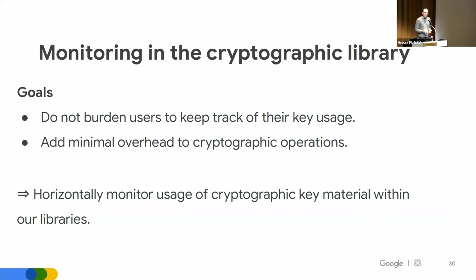And so one key improvement we recently made is that we added horizontal monitoring directly in our cryptographic libraries. This achieves two things: we can keep track of which state the key sets are in, but at the same time they do not burden our users. The users do not have to keep track of this.